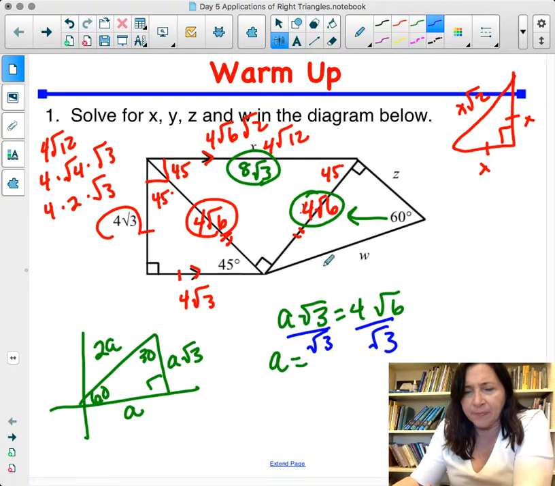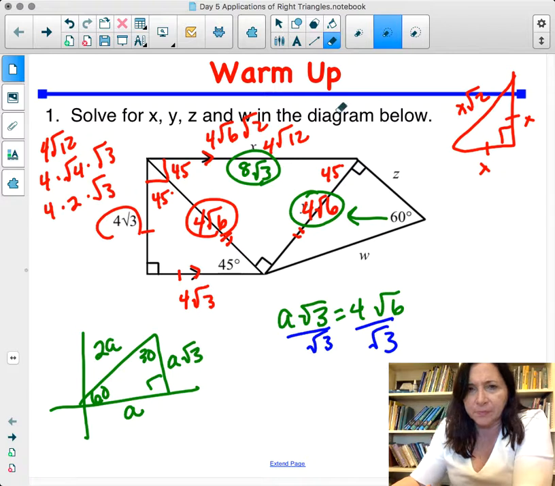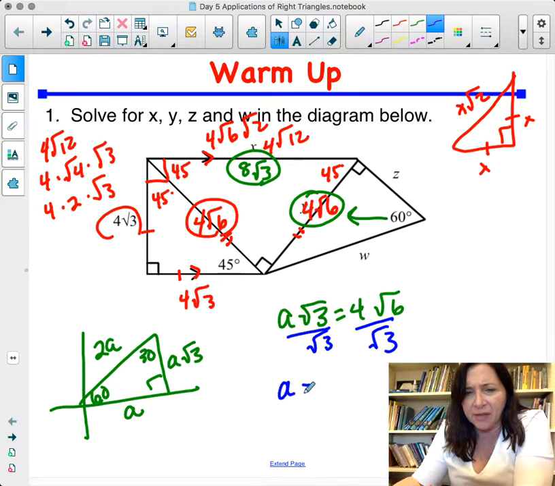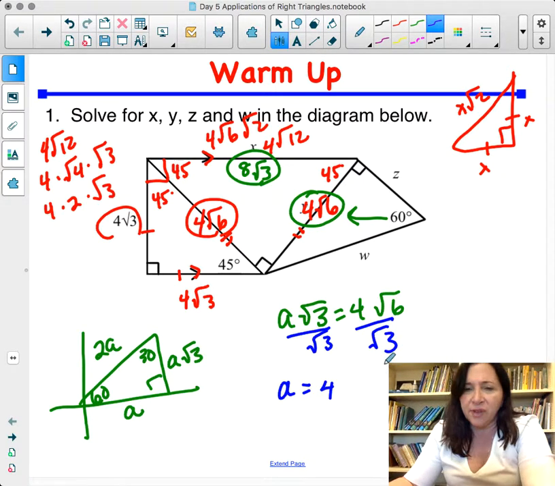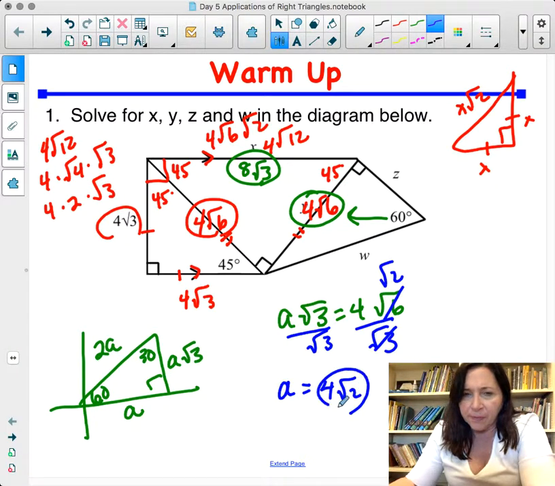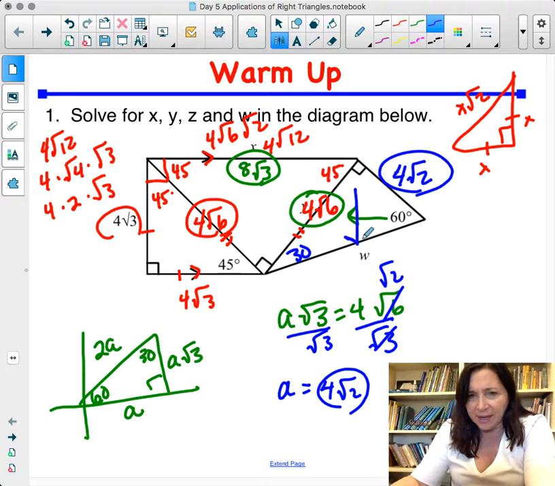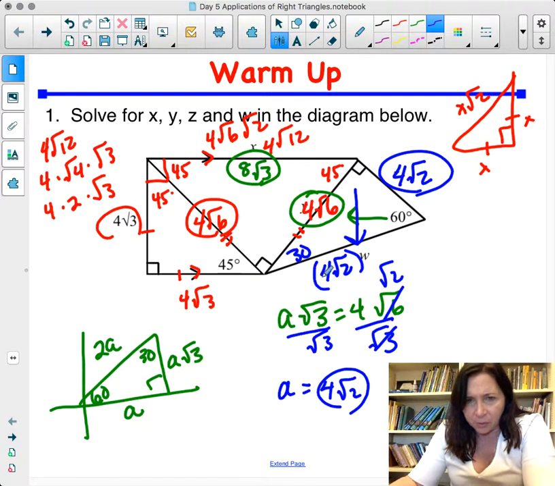And so I have a is equal to 4. Now remember, roots can divide out roots. So root 6 and root 3 are going to become root 2. So a is equal to 4 root 2. So across from the 60 is a root 3, but across from the 30, this is going to be 4 root 2. And then across from the 90 is twice what's across from the 30. So if this is 4 root 2, I'm going to multiply that by 2, and so W is going to equal 8 root 2. Okay.